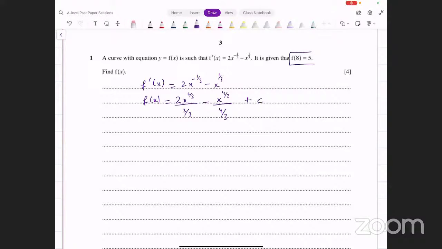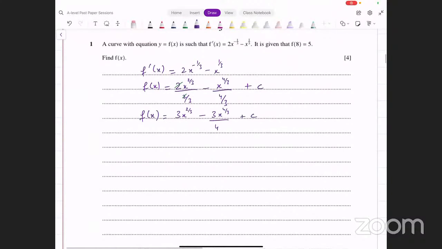उसने ये point दिया हुआ है यहाँ पे, उसको use करके हम c की value find कर सकेंगे बाद में. ठीक है? अच्छा, let's simplify this. इसको simplify कर लेते हैं. This 3 is going to go to the numerator. Similarly, this 3 is going to go to the numerator. So we have 2 into 3. In fact, we can do this cancellation here as well. This 2 and this 2 get cancelled. 3 ऊपर चला जाएगा. We've got 3x raised to power 2 over 3 minus 3x raised to power 4 over 3 divided by 4 plus c. This is f of x.